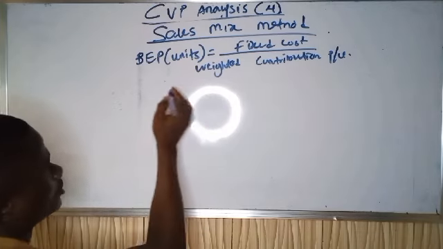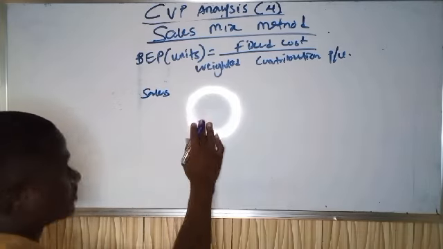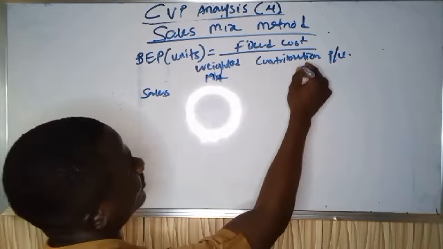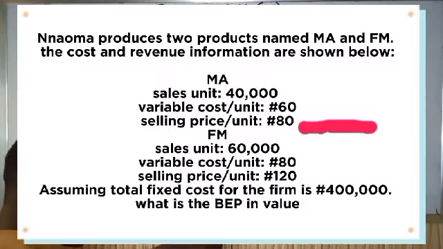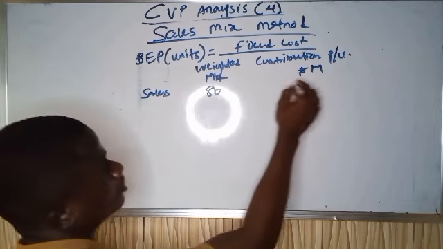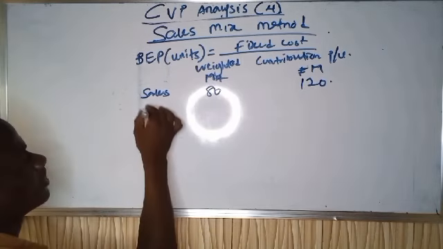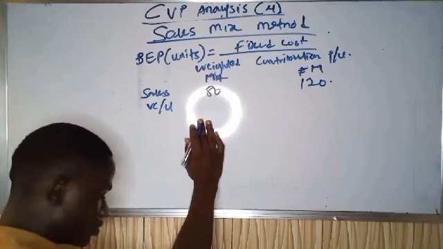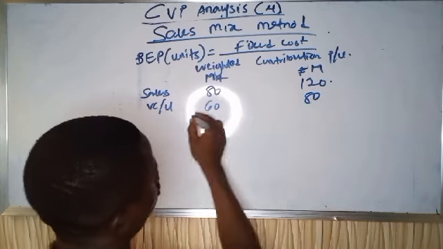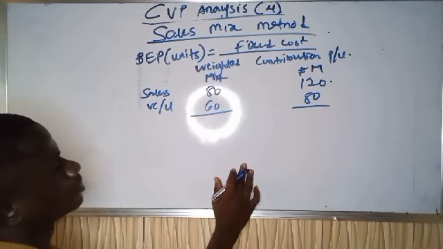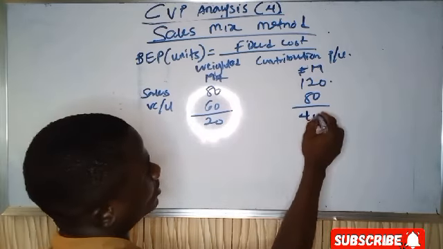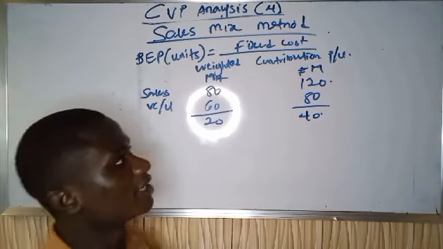So for contribution per unit, you need your sales value. We are dealing with two products, MA and FM. Sales value for MA from our question is 80 naira, and for FM is 120. Variable cost per unit for MA is 60, and for FM is 80. So subtract, and I get my contribution per unit. 80 minus 60, I have my 20. 120 minus 80, I have 40 as my contribution per unit.